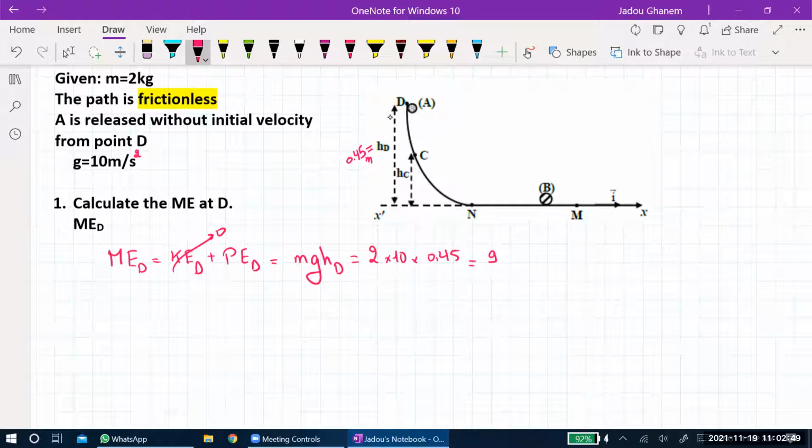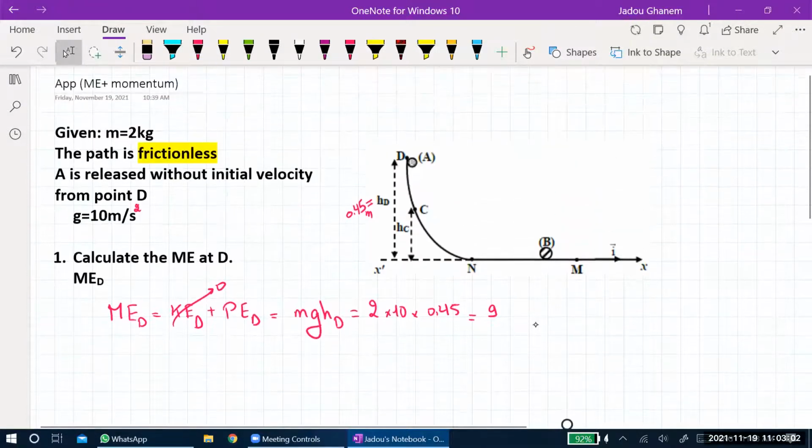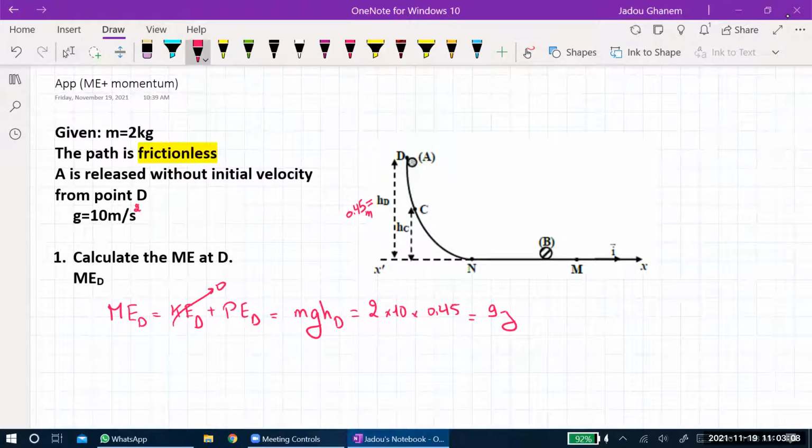Who can tell me what's the SI unit for mechanical energy? Yes, the SI unit will be joules, J. Thank you. If there is any question concerning part 1, inform me about that.